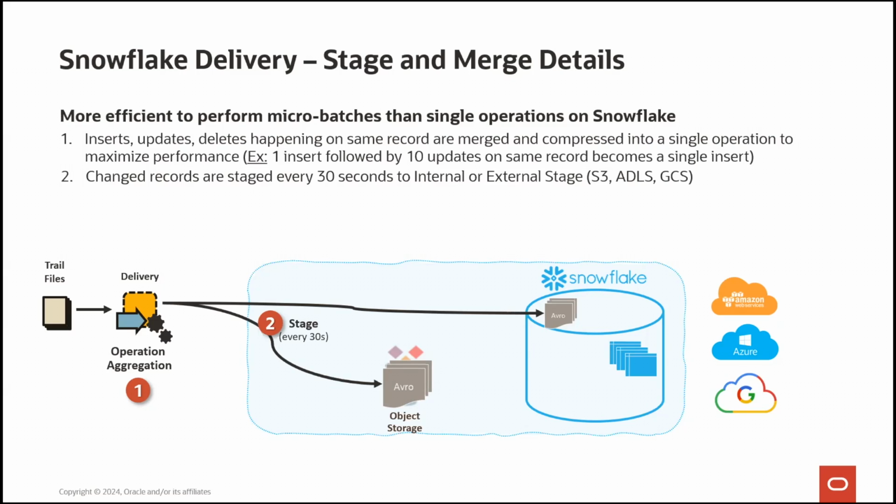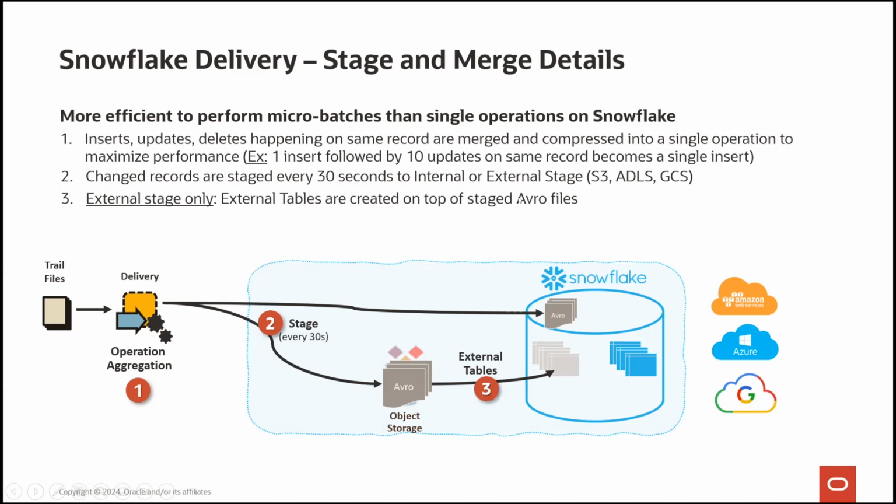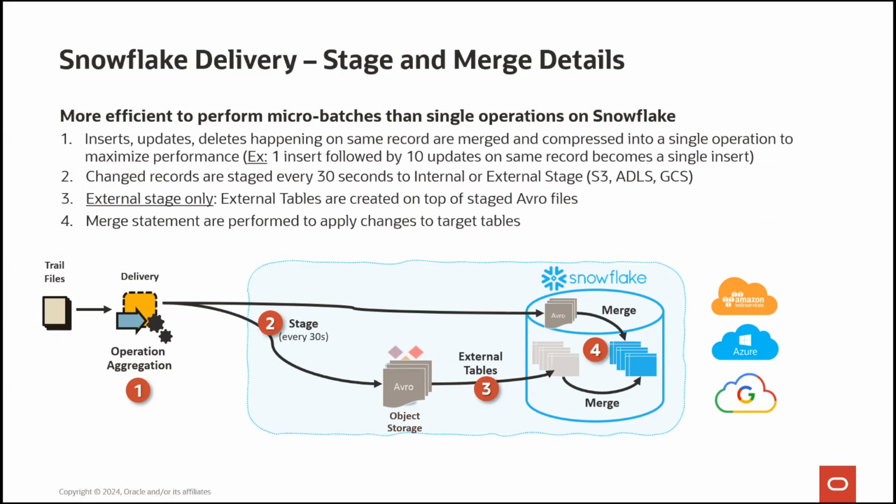This operational aggregation happens in memory or at the Snowflake level. So you may have to tune either your OCI GoldenGate memory settings or the resources that you are using on the Snowflake side, depending on if you use the aggregation in memory or at the database level, at the Snowflake level. If you're using external stage, then OCI GoldenGate is going to set up external tables to be able to load the data from the external stage location. And then regardless of the staging mechanism, we're going to merge the data into the target table, or target tables, I should say.